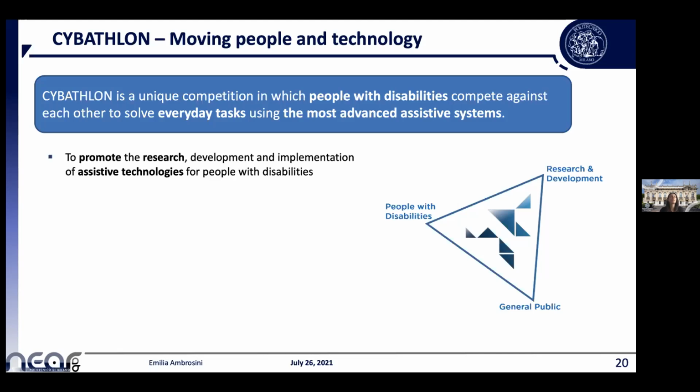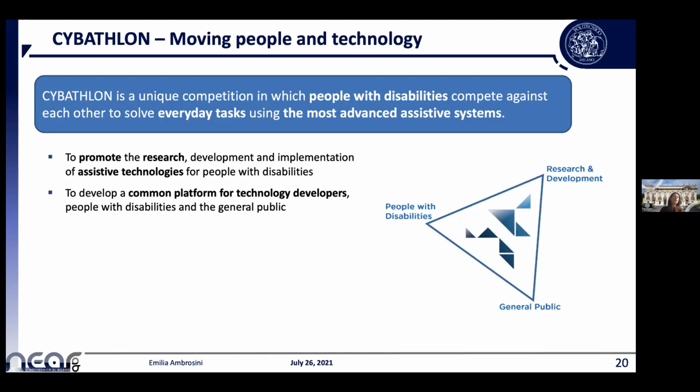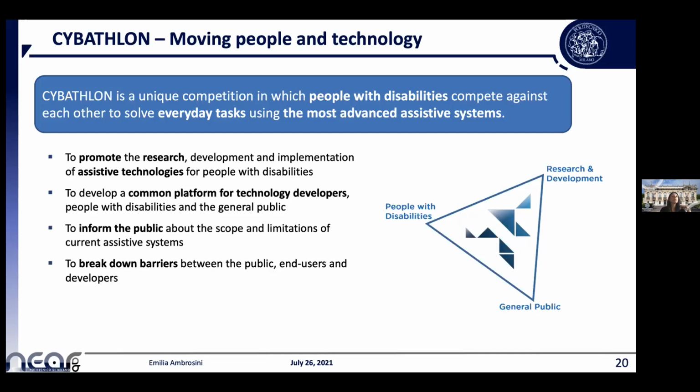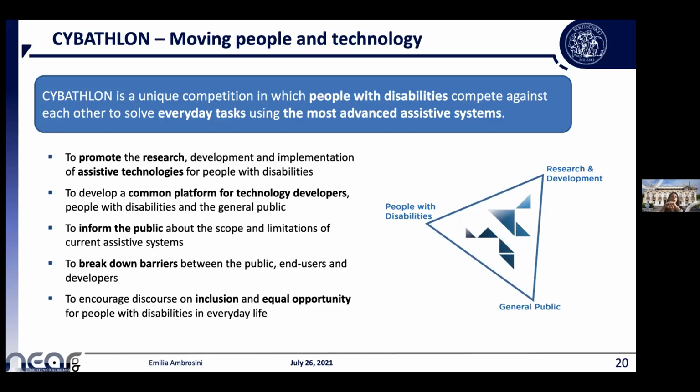The goal of the Cybathlon organizers is to promote research, development, and implementation of assistive technologies for people with disability, to develop a common platform for technology developers, and to inform the public about the scope and limitations of current assistive systems, to break down barriers between the public, users, and developers, and to encourage inclusion and equal opportunity for people with disability in daily life.